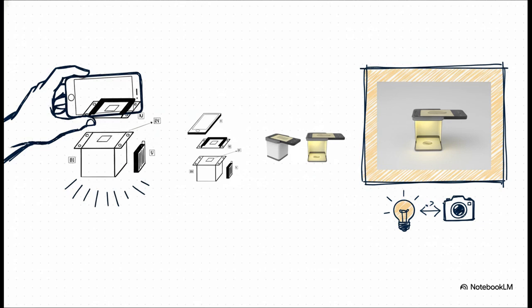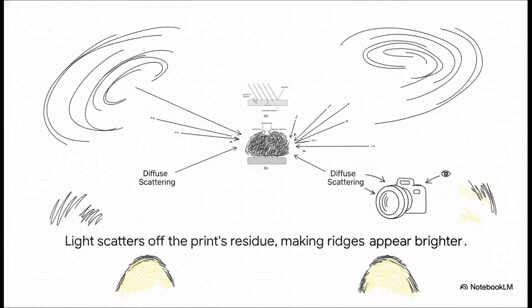The researchers designed this portable device. You can see the schematic on the left and the finished thing on the right. It's basically a special light box that uses a regular smartphone as its camera. Super low cost, totally portable, and incredibly effective. So how in the world does it work?